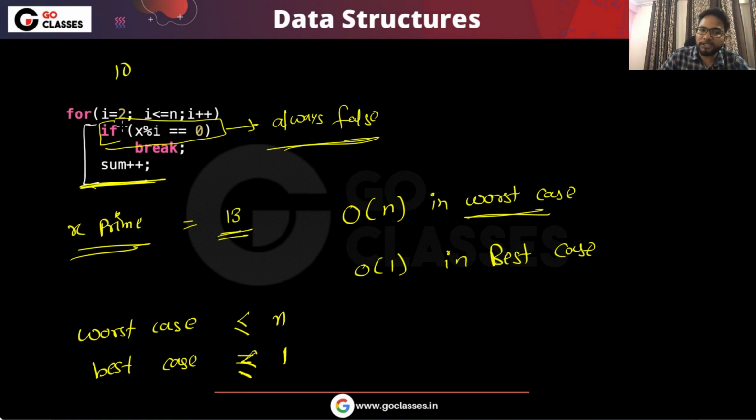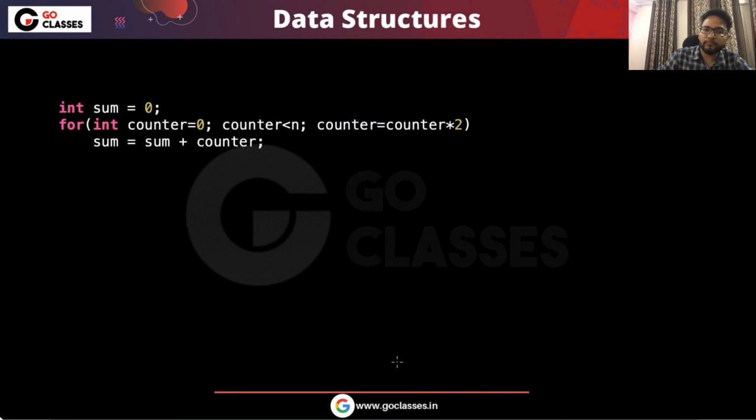So if this is conditional, then there will be cases. If there is no condition, then you can directly find out the time complexity. What about the time complexity for this? Now if you observe what is happening, we are doubling each time, right? So it should be log n. But just look at this very carefully. Is this log n or is there something we are missing? I think we are missing something.